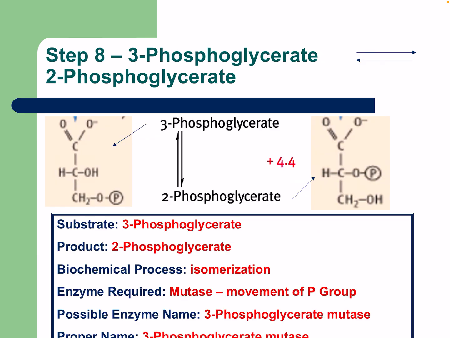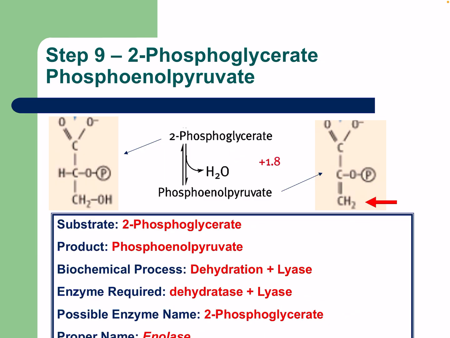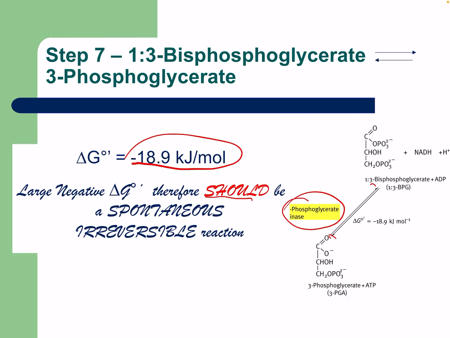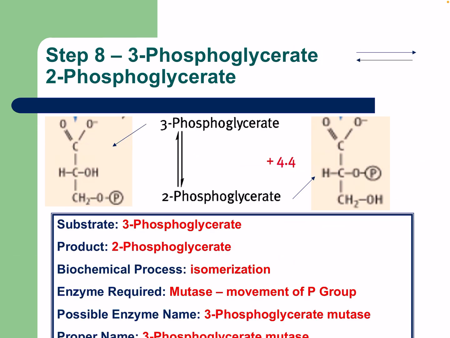So step 8 goes from 3-phosphoglycerate to 2-phosphoglycerate. So again, we can see this number changing. So again, that's important. When we see the same molecule, but something's changed, we can see that the phosphate is moved from 3 to 2. So again, it's changing shape. This involves an isomerization.